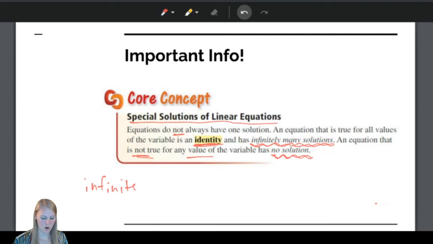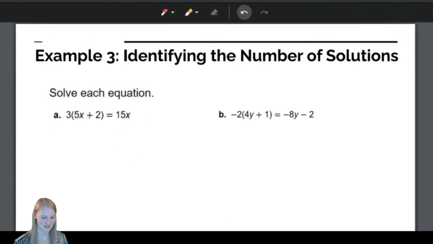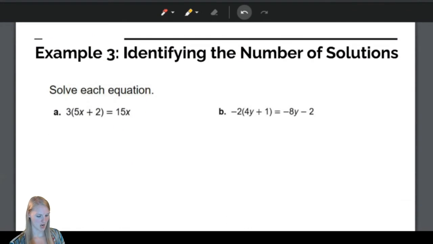Okay, so now you know, okay, great, Mrs. Dodge. If I have an identity, infinitely many solutions, sometimes there's no solutions, cool. What might an equation that is an identity or that has no solution look like? I'm so glad you asked. Let's talk about it. Let's see some examples. So, solve each equation. Cool, let's do the one on the left first.